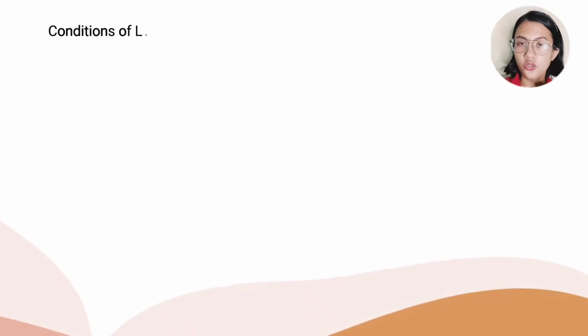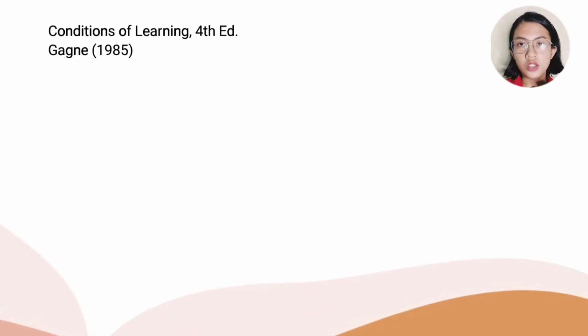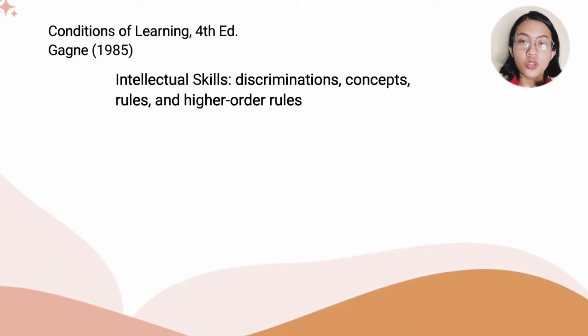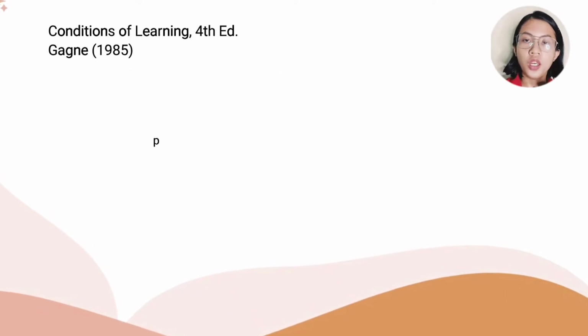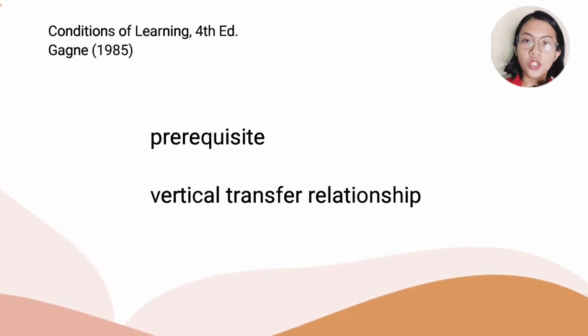In the fourth edition of his book, he identified distinctly different categories within the domain of intellectual skills. These are discriminations, concepts, rules, and higher-order rules or domain-specific problem solving. He proposed that these knowledge types are in a prerequisite vertical transfer relationship.